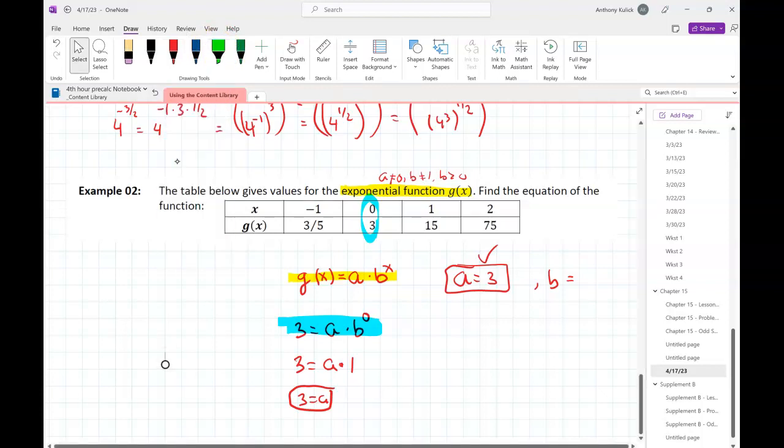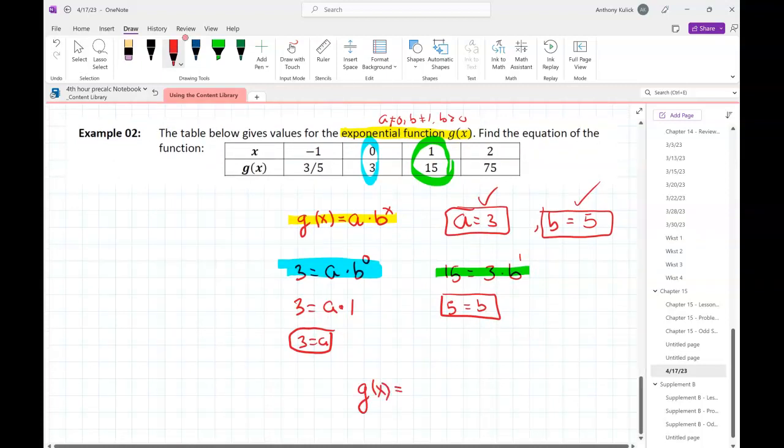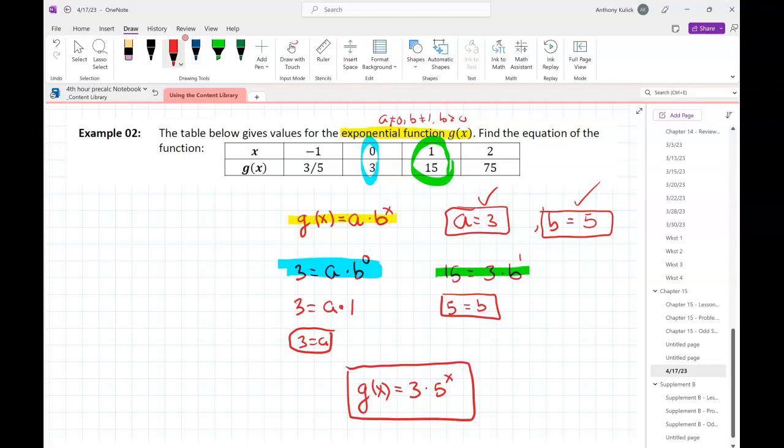Now, we're going to find the value for B. Which of these points is going to be most useful to do that? Or make this the easiest, really. I could use any of the other 3 points at this stage, but one of them is going to be the easiest. 1 and 15. So I have 15 is equal to 3, because I know my value for A, times b to the first. So all I need to do is divide both sides by 3, and I have my value for b. So if I put this all together now, g of x is equal to 3 times 5 to the x. There's my answer.